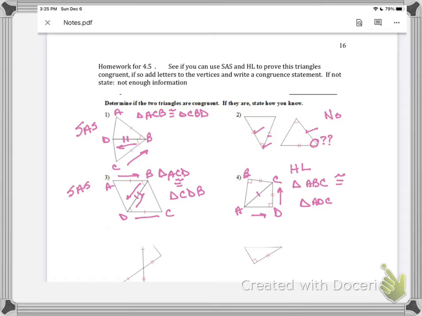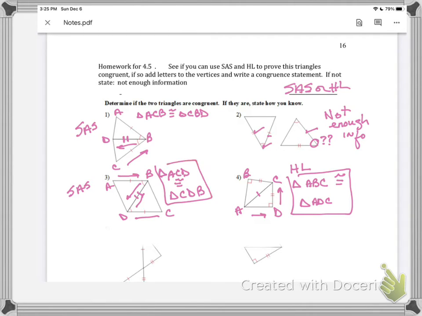Okay, you should be able to do the rest of them. You're only going to be using SAS or HL or not enough info. If you find that you can prove by HL or SAS, you also need to go ahead and label the triangles and write the congruency statements. Okay, that's what these are. These are congruency statements. So this is what you want to do. Okay? All right, so you're on your own. Go ahead and work on this.